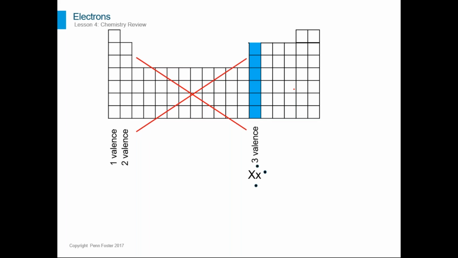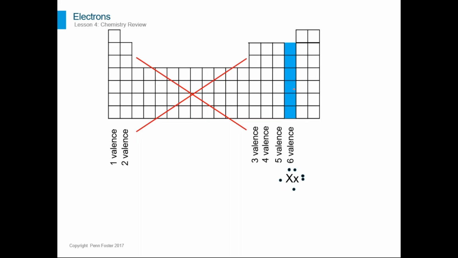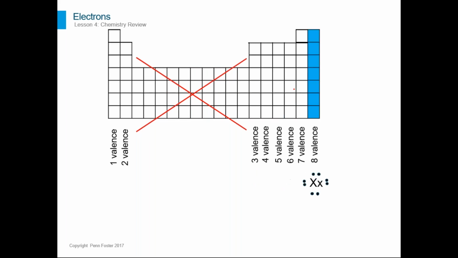We go to the next column that has 3 valence electrons and then 4. The next one is 5. The next one is 6. The next one is 7. And that last column has 8. Those are completely full.